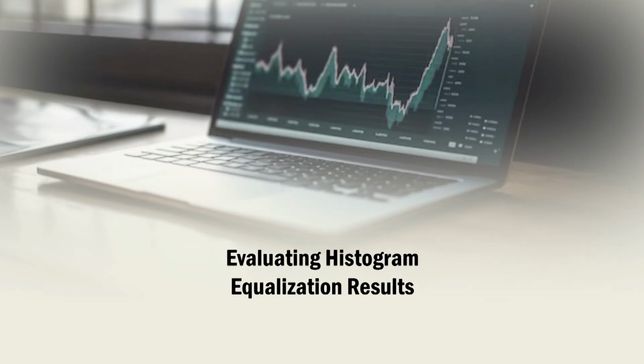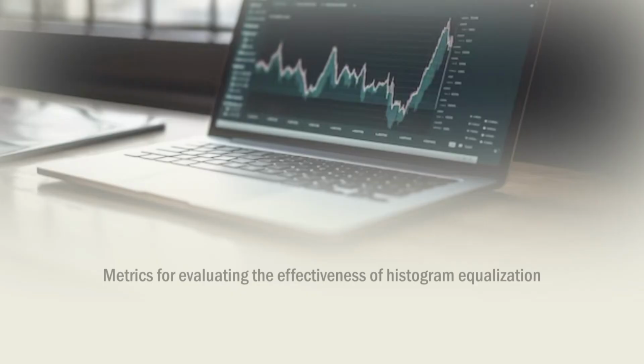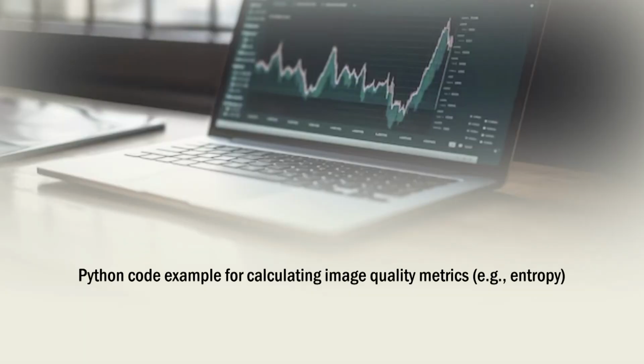Next, evaluating histogram equalization results. After that we have to evaluate whether the result is proper or not. For that we have some methods, metrics for evaluating the effectiveness of histogram equalization. Metrics are very useful to evaluate the histogram equalization results. The Python code already shows an example of calculating image quality metrics such as entropy, which is already given in this particular topic.